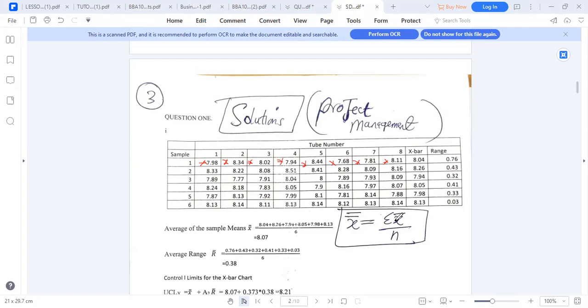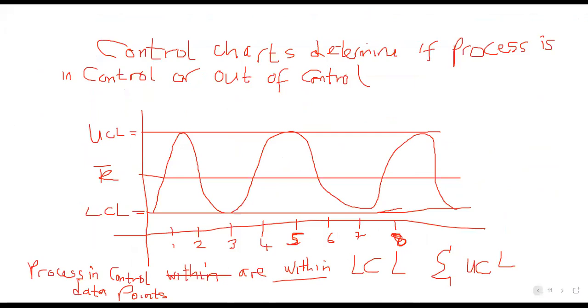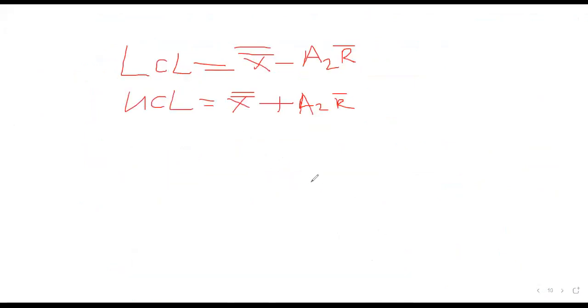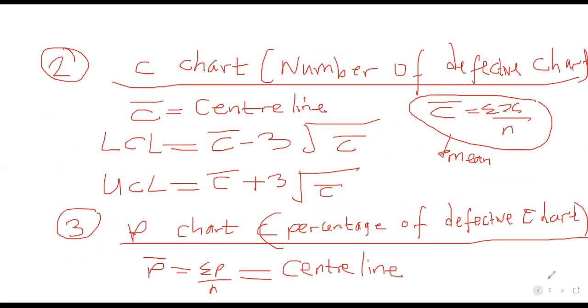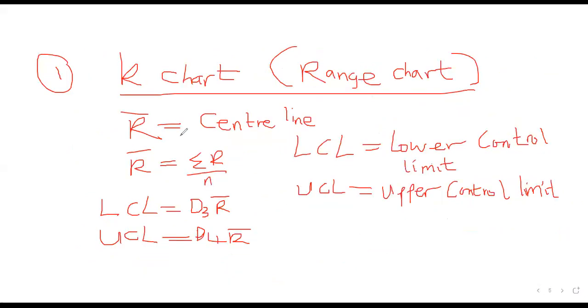Okay, the X bar chart and the R chart. The X bar chart will be used in a scenario when the mean is known and the standard deviation not known. So we're going to use this one. The mean can be known. Here we have to find the overall mean, and then the standard deviation not known. So we can use this kind of formula. Of course, the other one we'll go for is a range chart, where we have to consider this one.